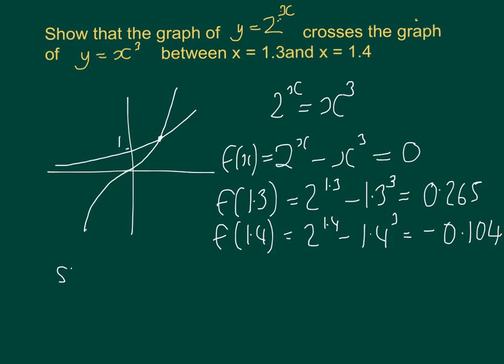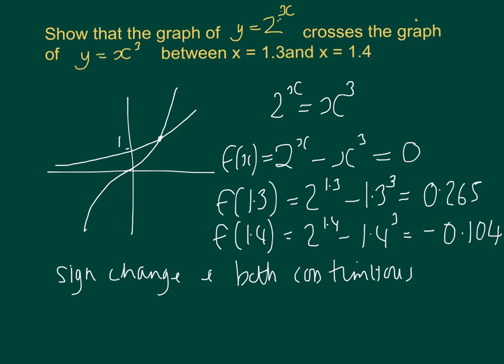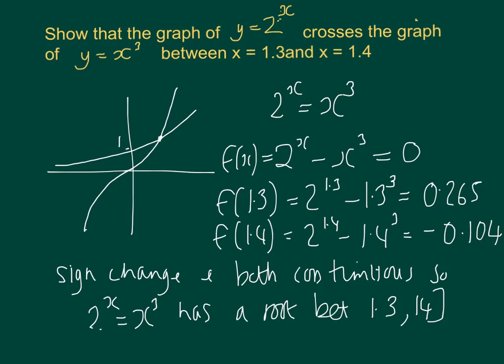Okay, so again, we need to write our sentence. You get marks for the sentence and lose them if you don't write it. So sign change, and both graphs continuous. So 2 to the x equals x cubed has a root between 1.3 and 1.4. Okay.